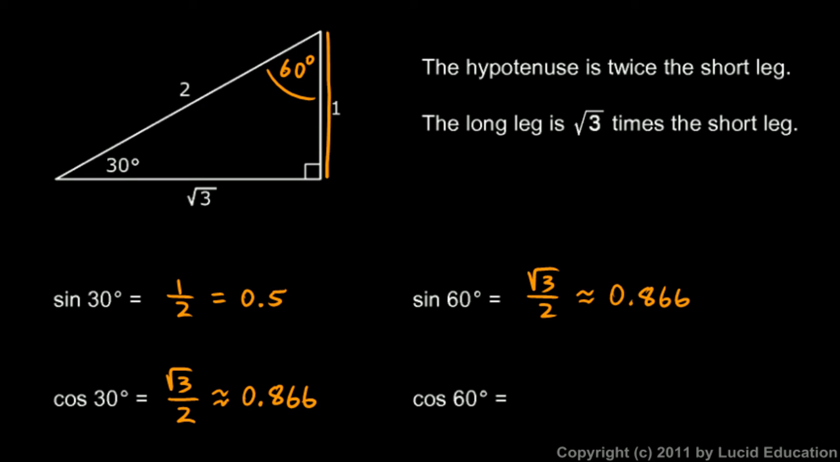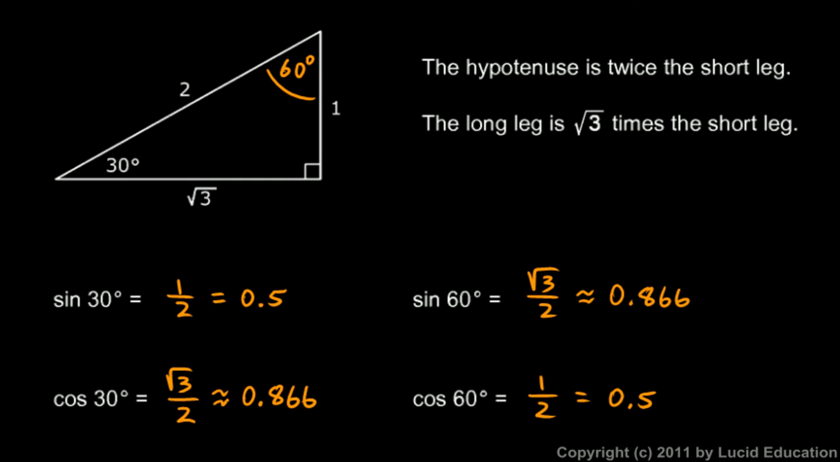And then the cosine of 60 degrees, what side is adjacent to the 60-degree angle? Well, it's this one. And then, of course, the hypotenuse is still 2. So the cosine of 60 degrees is 1 over 2. That equals 0.5.